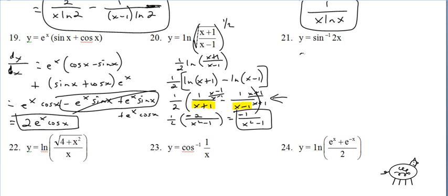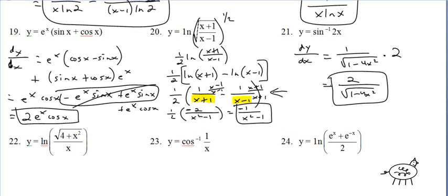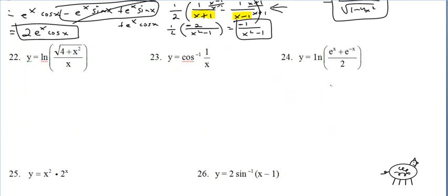21. Okay, so dy dx is 1 over the square root of 1 minus u squared, which is going to be 4x squared. And then, of course, the derivative of 2x is 2. So we get 2 over the square root of 1 minus 4x squared. Okay, not bad. Definitely properties of logs here. Okay, no question about it.